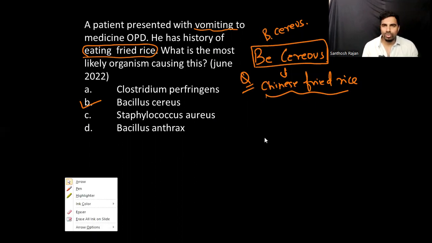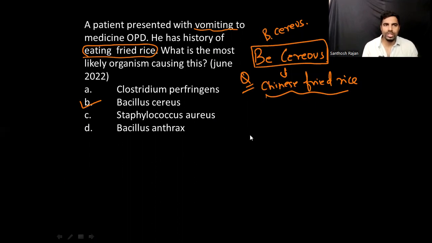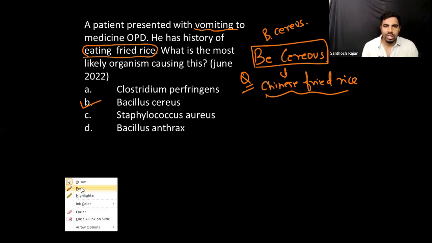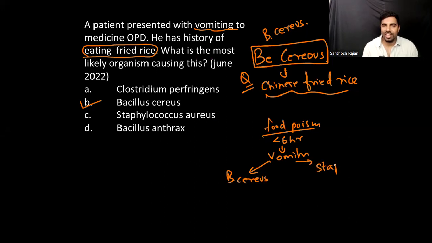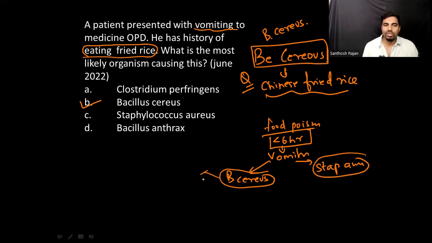Usually there are two frequently asked topics. One is food poisoning with the shortest incubation, within six hours, especially vomiting. There are two bacteria: one is your B. cereus, the other is Staph aureus. These are the most common causative agents. If you eat something and vomiting starts within 6 hours, it can be either. One is Staph aureus, the other, B. cereus, is fried rice.